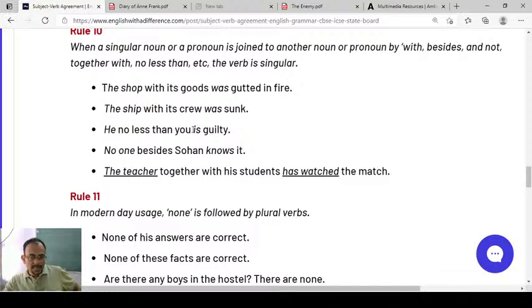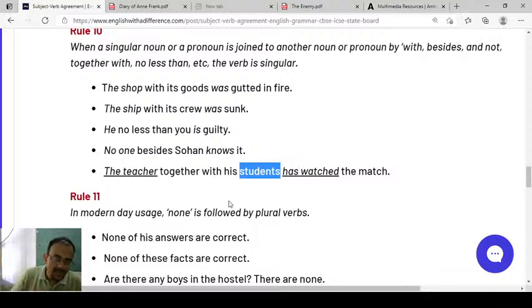Here the verb will agree with he, not with you. Here knows will agree with no one, not with Sohan. Then here in this sentence, has watched will agree with that teacher and not with students. Even though the students are close to the verb, the verb will agree with the teacher.